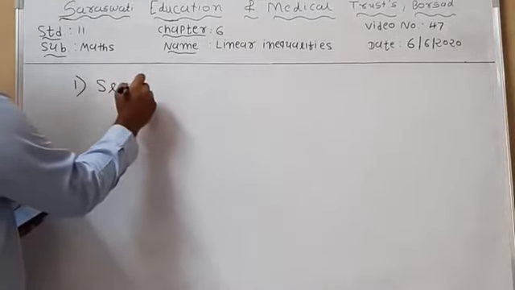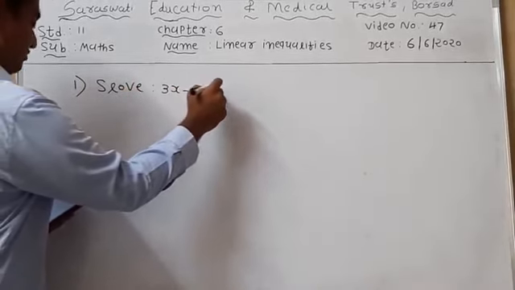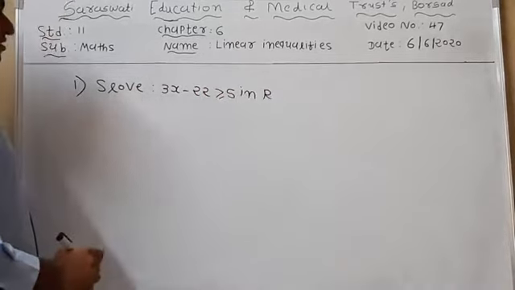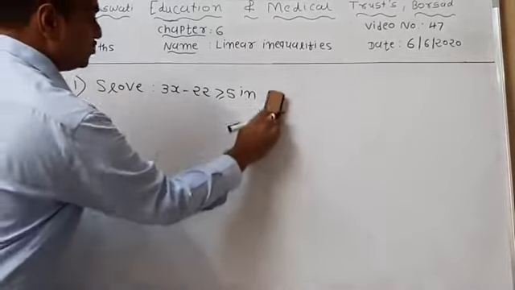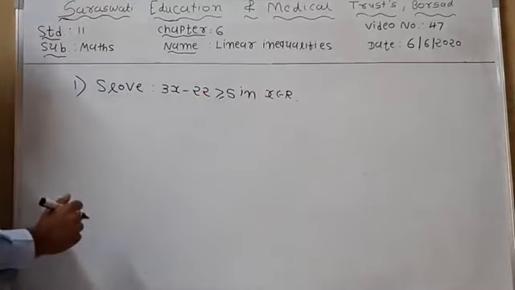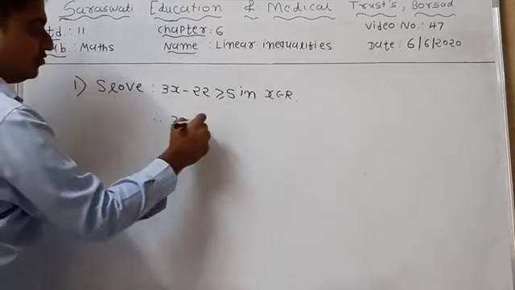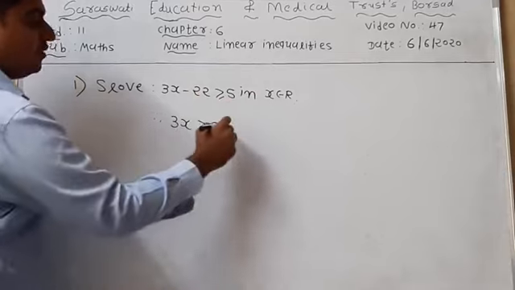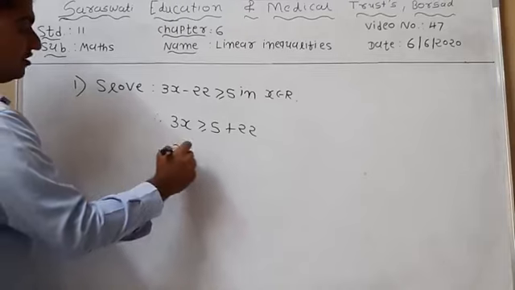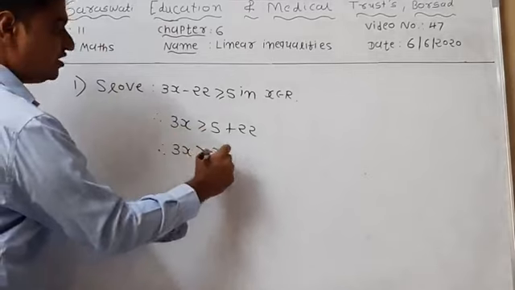First question: solve 3x minus 22 greater than or equal to 5 in R. The condition is present, x belongs to R. So first of all, solve this inequality. 3x, now this negative term is written on the opposite side, so 3x greater than or equal to 5 plus 22. Therefore 3x greater than or equal to 22 plus 5, that means 27.